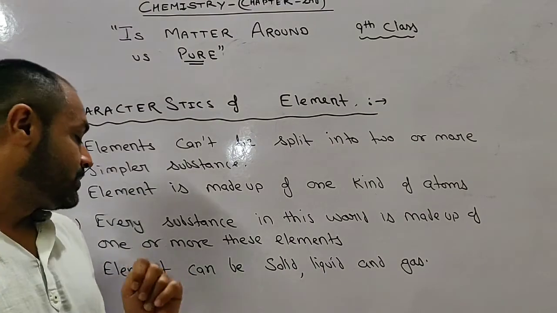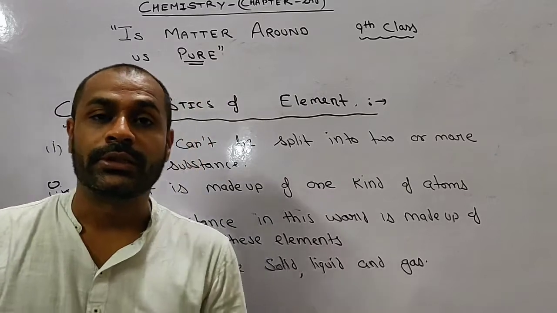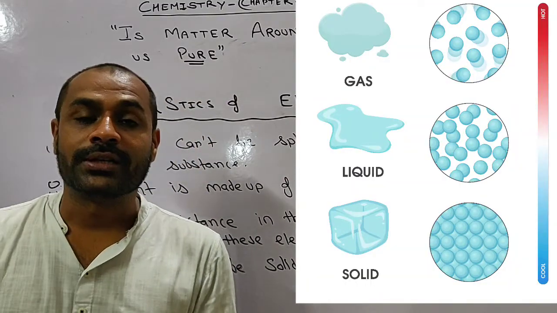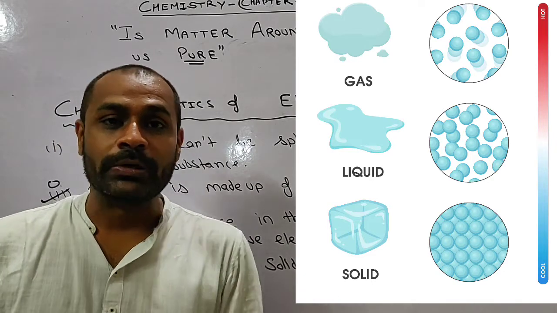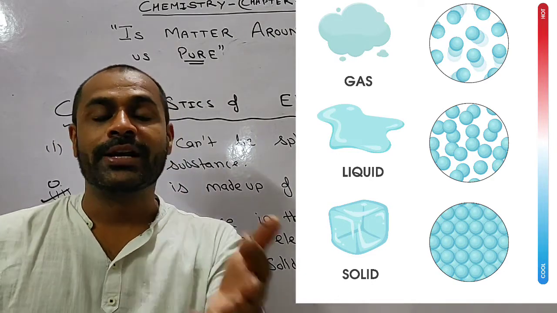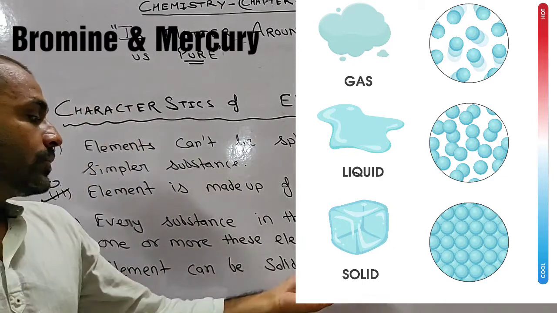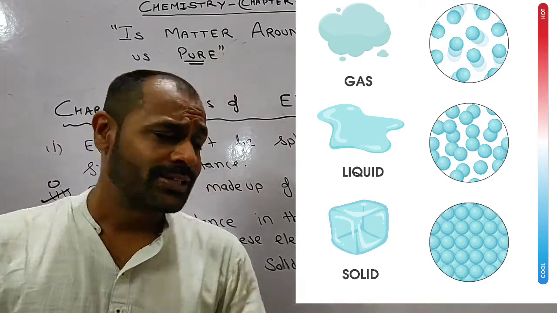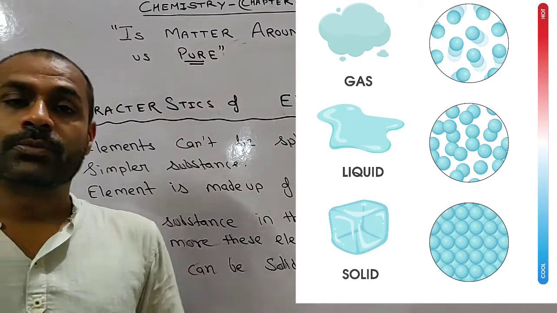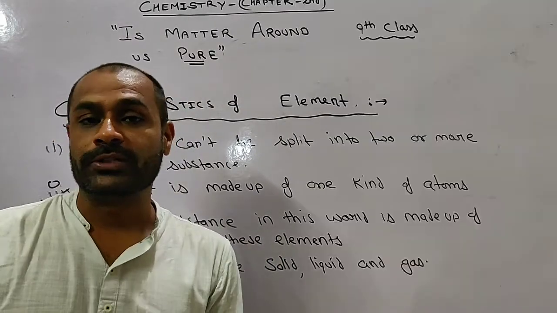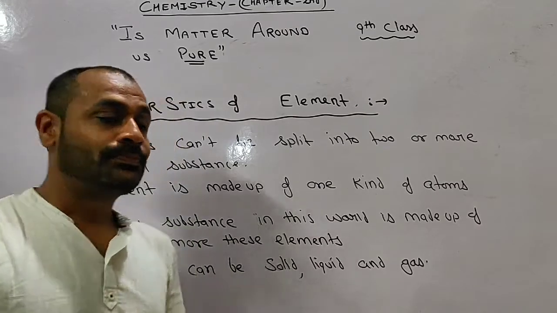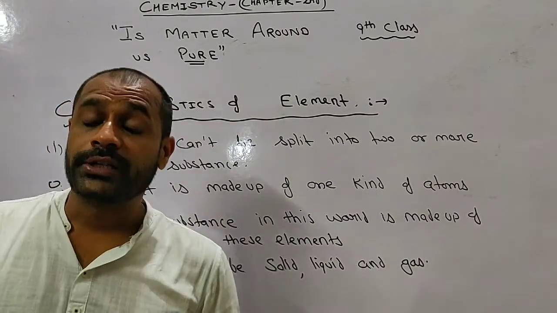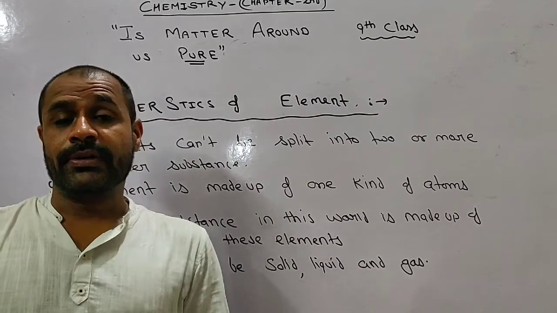The other one is that elements can be solid, liquid and gases. Only two elements are liquid at room temperature, and these are bromine and mercury. Fine. For gases, there are hydrogen, oxygen and so many others, and for solids, sodium and potassium. Metals are usually found in the solid form. So these are the characteristics, and now we will study the types of elements.